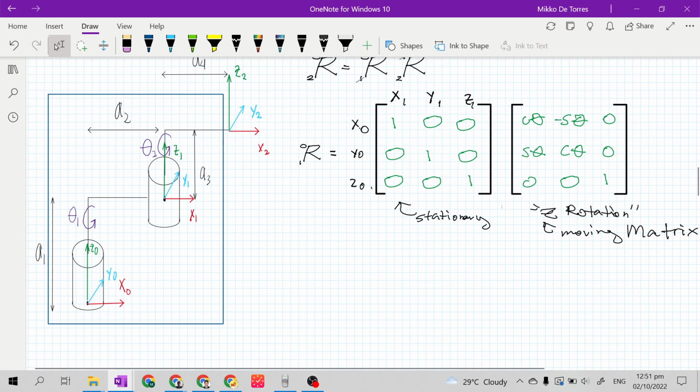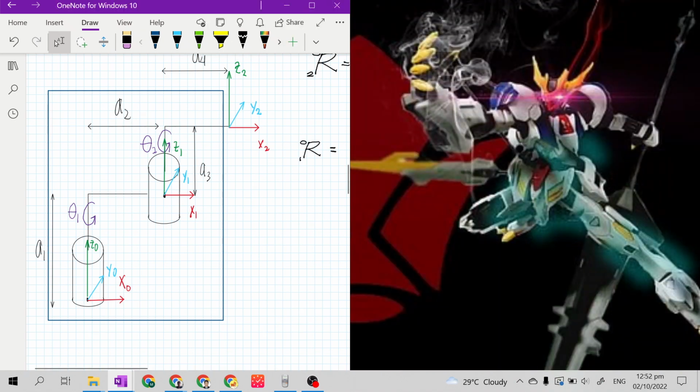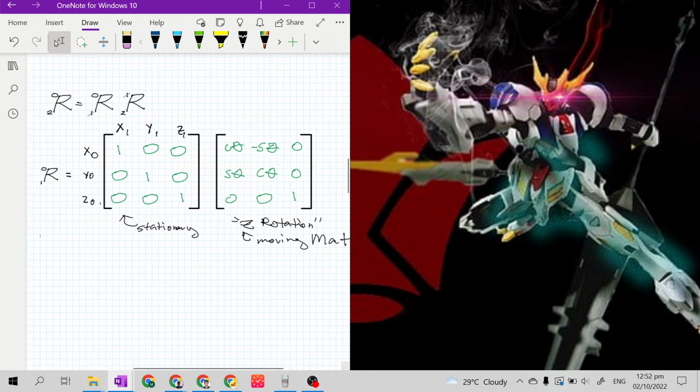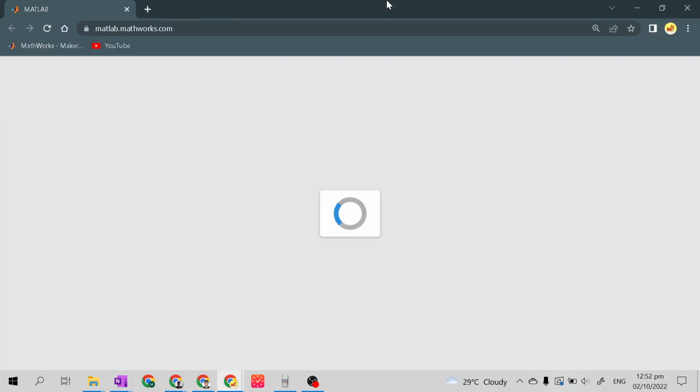of R01. So what we will do now here, we will multiply the stationary matrix to the Z rotation matrix. So you can use the rules of multiplying a 3 by 3 matrix with another 3 by 3 matrix, or let us use Matlab, okay, for our computations in matrices. Okay. So let me use my Matlab, or let me open first my Matlab.